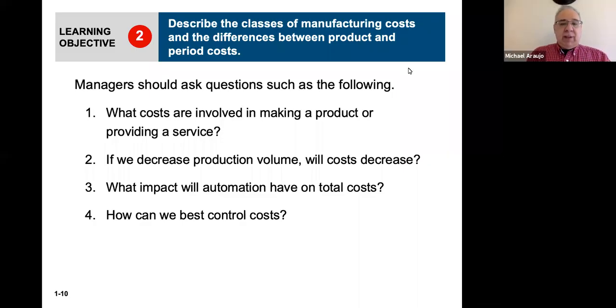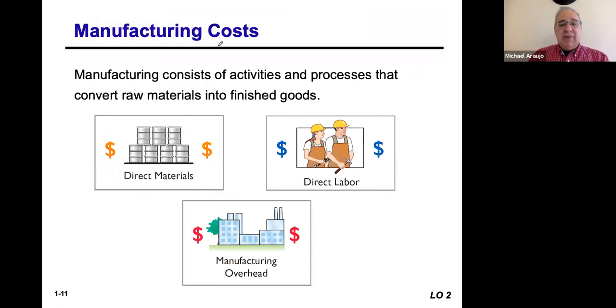Okay, so learning objective 2, we're going to be looking at some manufacturing costs in more detail. And we're also going to be looking at some differences between what is considered a product cost because it's directly into the product, and a period cost, which you'll learn a little bit about soon. So let's move on. So first of all, manufacturing costs that you're going to see between now and the end of this course. So you're going to have to get used to it.